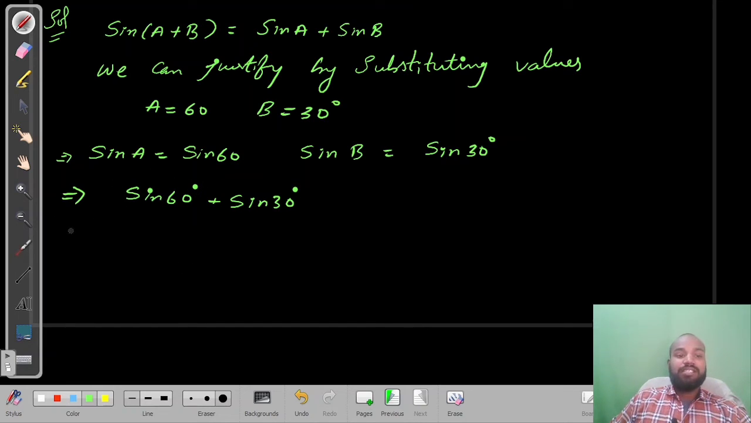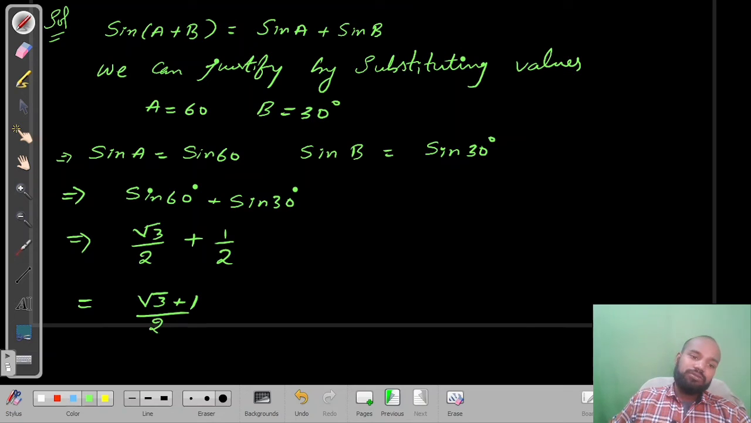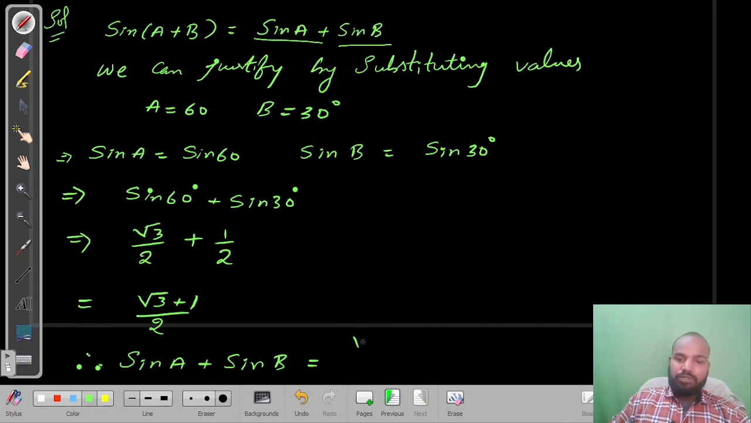So we already know the sine 60 value. What is the sine 60 value? Root 3 by 2 plus sine 30 is 1 by 2. That equals root 3 plus 1 by 2. Yeah, this is sine A plus sine B. So I am writing here clearly: sine A plus sine B equals root 3 plus 1 by 2. Next.